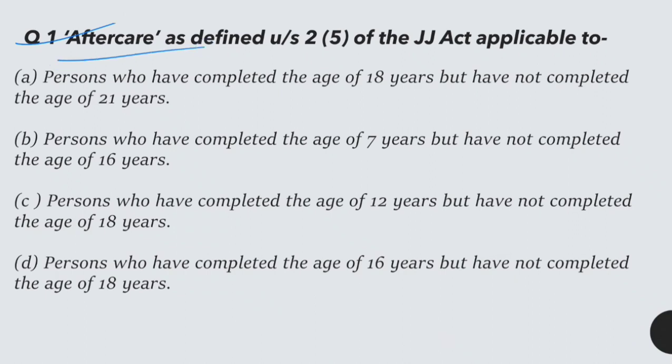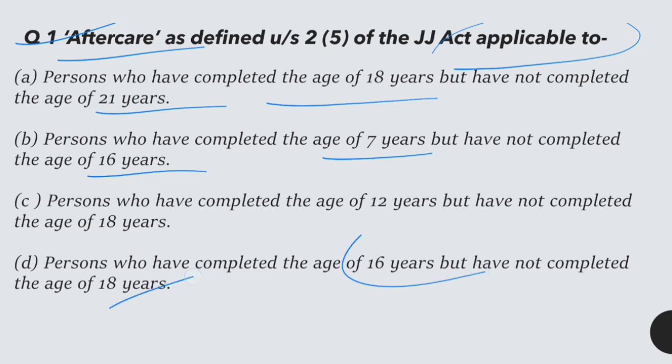First question is, aftercare as defined under section 2.5 of Juvenile Justice Act is applicable to. So 2.5 applies to what category? Option A says persons who have completed 18 years but have not completed 21. Second says completed 7 but not completed 16, C says 12 but not 18, and D says 16 but not 18. As given under section 2.5, the first option is correct, because persons who have completed the age of 18 years but have not completed 21 years.